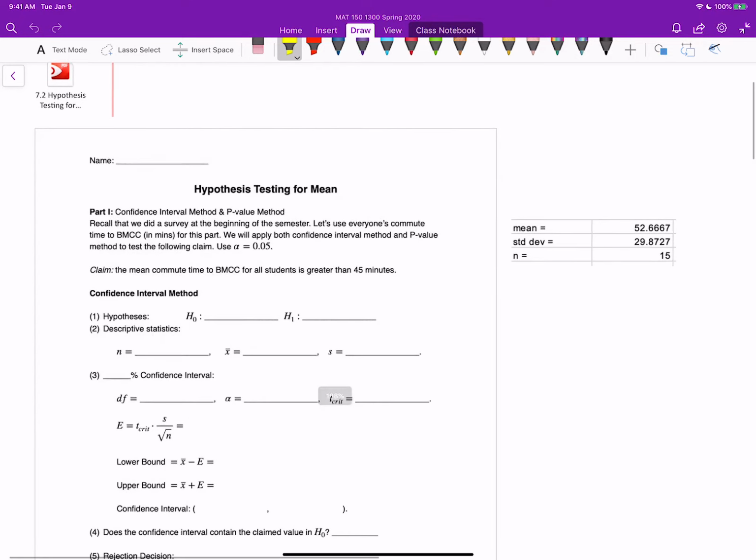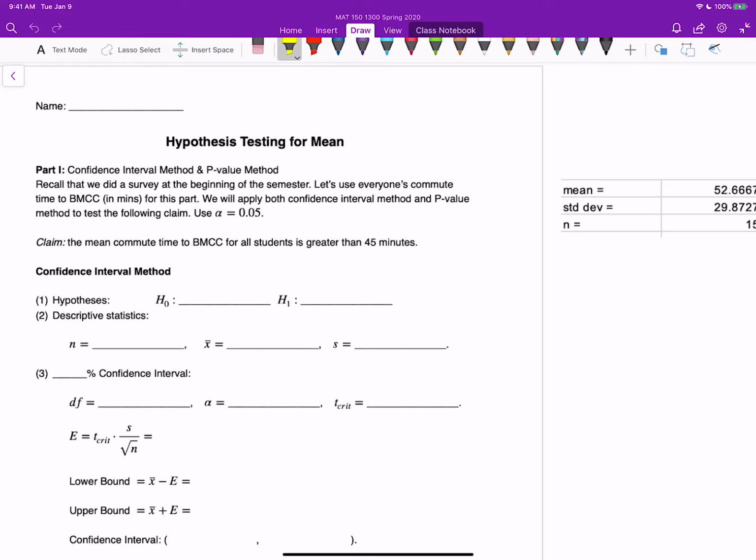Let's look at a class example that we actually collected at the beginning of the semester. Recall that we did a survey on the commute time to BMCC in minutes. There was a survey question asking how long it takes you to commute to BMCC on average. We're going to apply both the confidence interval method and the p-value method to test the following claim. The significance level is 0.05. The claim says that the mean commute time to BMCC for all students is greater than 45 minutes.